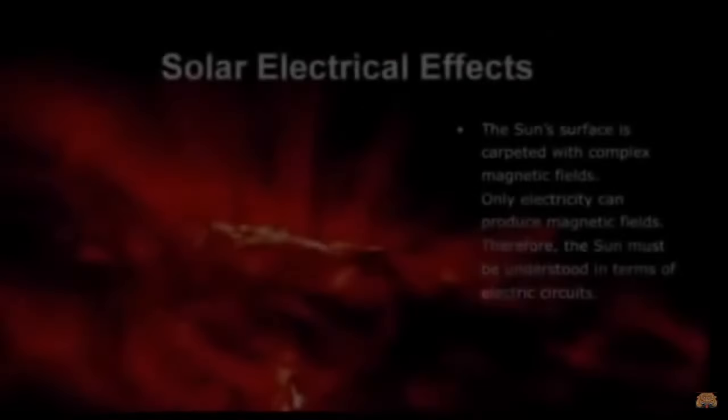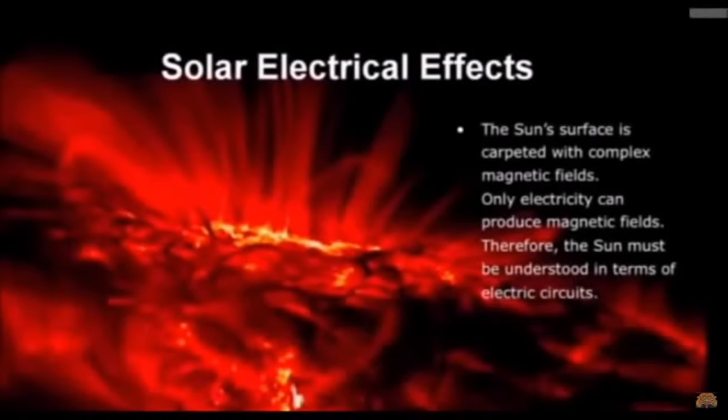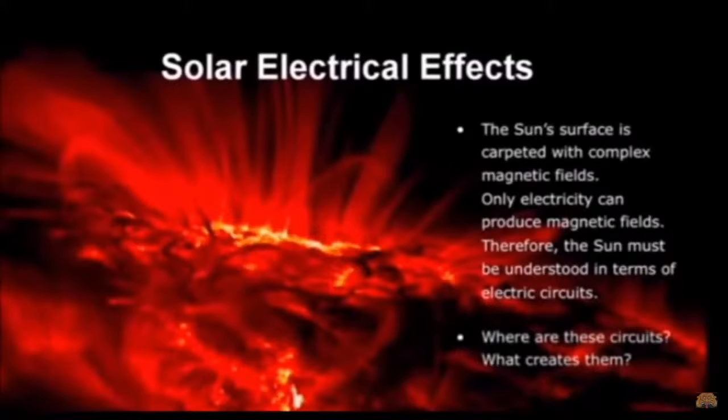Solar electrical effects. The sun's surface is carpeted with complex magnetic fields. Only electricity can produce magnetic fields, therefore the sun must be understood in terms of electric circuits. Where are these circuits and what creates them? And what sustains them? Plasma physicists know that the movement of different types of plasma past one another will generate currents in the plasma.